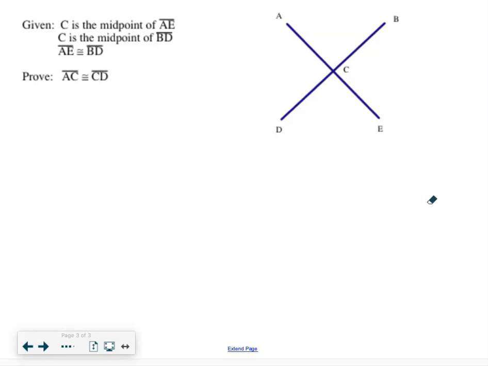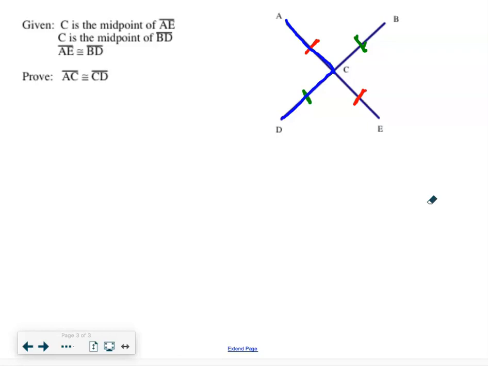Okay, so it says C is the midpoint of AE. So I know if C is the midpoint, then that would make AC equal to CE. And then we're also given C is the midpoint of BD. Now that tells me BC is equal to CD. And AE is equal to BD. So really, folks, all those little segments we just marked are equal to each other. And I eventually want to show that AC, so this guy right here, is equal to CD. This is our goal, I want to show that those two things are equal.